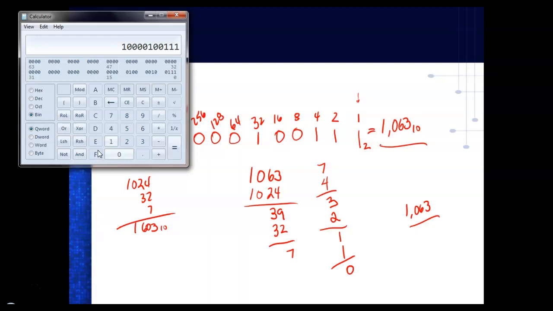So it's hard to believe what's going on inside your computer just when you press the letter F on your keyboard. So the number one is not a one. It's a code that represents the number one. So it's a binary code.